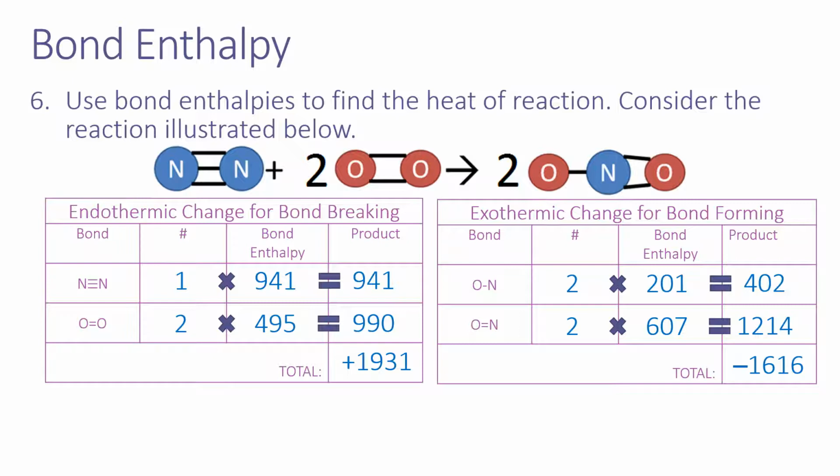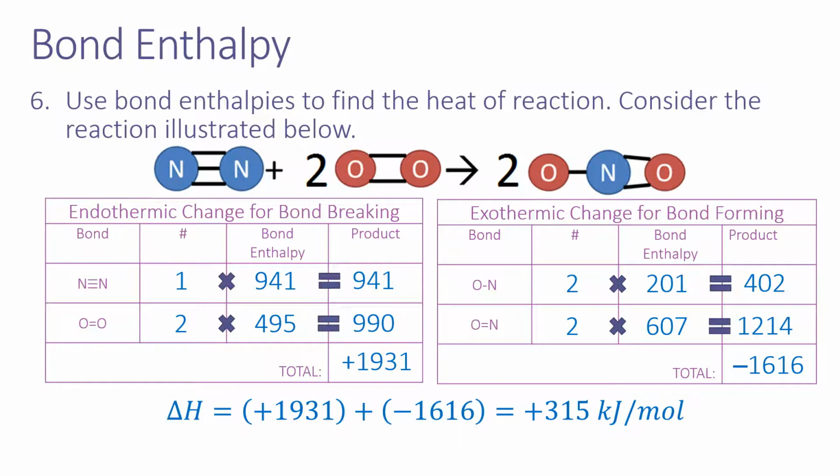So by looking at the endothermic change and the exothermic change, we can see that the endothermic change is bigger. So that means that whenever I combine these two, I'm going to get a positive value for delta H. So that means that this reaction is endothermic, and we would put heat on the reactant side.